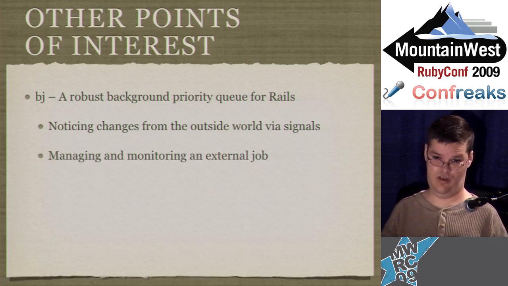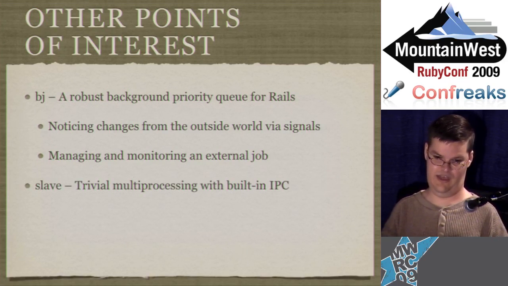Managing and monitoring external jobs, it runs the external processes and keeps track of them, and it's neat to see how that's done. Slave is dirt simple IPC, where you give it an object and it forks it off in another process, and then you can communicate with it over DRb. So very easy to do.